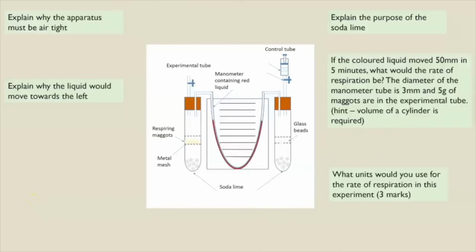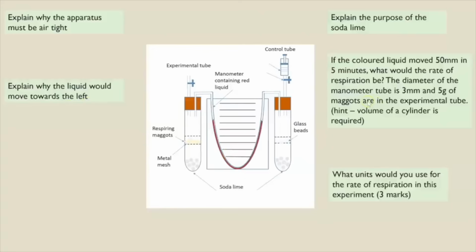So here are some example exam questions that you could typically get linked to this practical. I've split it so the top 2 are questions about the setup and the method itself: explaining why the apparatus must be airtight, and explaining the purpose of the soda lime. Then the next one down here is more an application of your knowledge. So you have to use your knowledge of respiration to explain why the liquid would move towards the left.